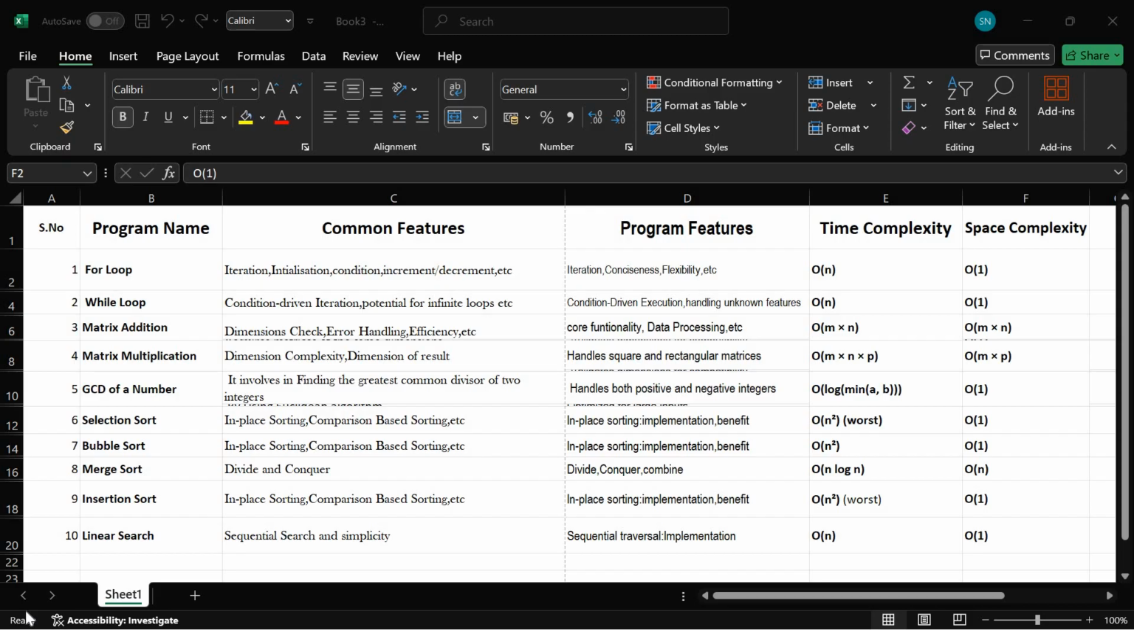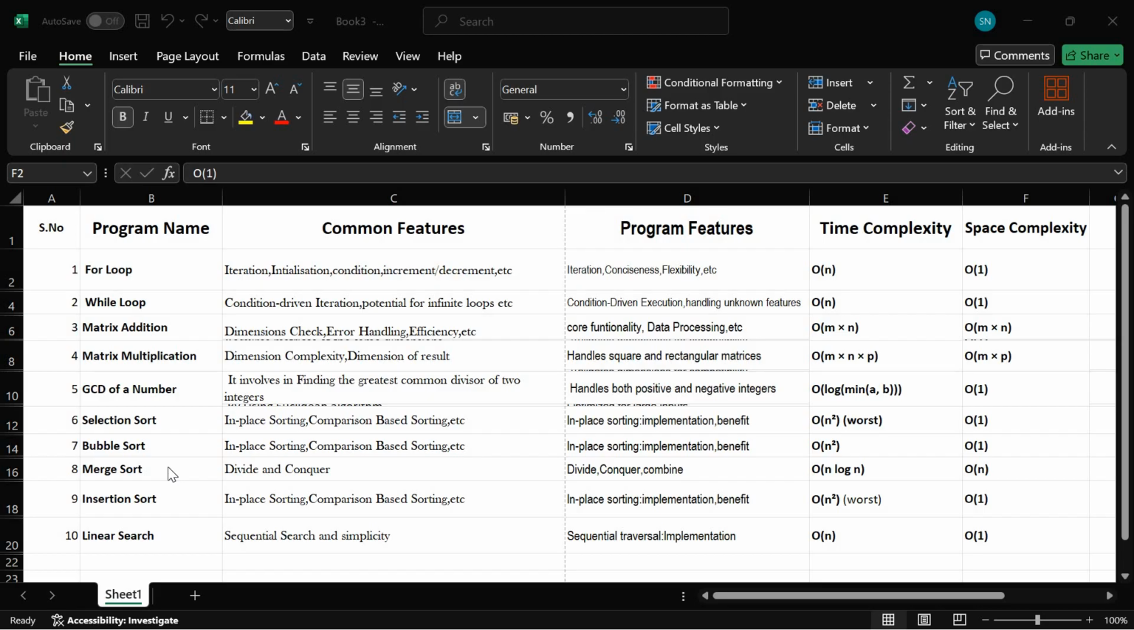Merge sort. It is a divide and conquer algorithm that recursively divides the array into two halves, sorts each half, and then merges the sorted halves. Time complexity is big O of n log n. Space complexity is big O of n due to the extra space required for merging.